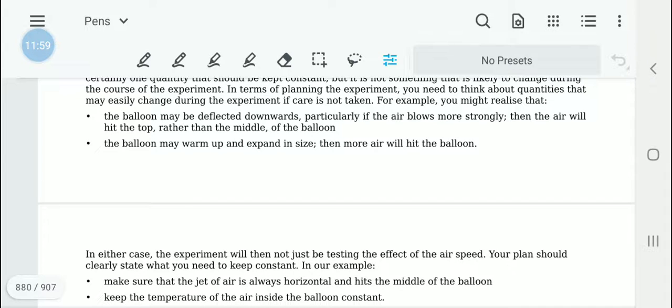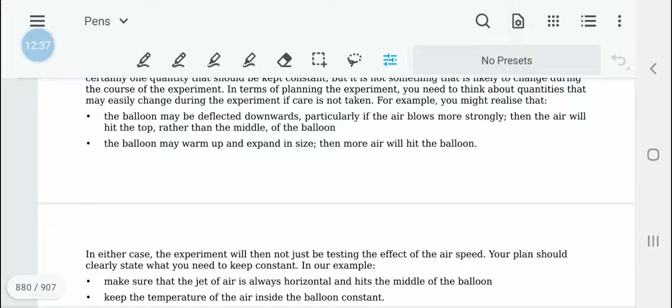So how is this going to come to your mind? It is through practice. You have to go through the past paper questions and think about how to do this. If you think again and again, repeatedly, about what quantities would change, then with time, when you compare your answers with the marking schemes, you will understand that certain quantities need to be maintained and the others need to be changed, right? Then the balloon may warm up and expand in size, then more air will hit the balloon. So the surface area needs to be kept constant.